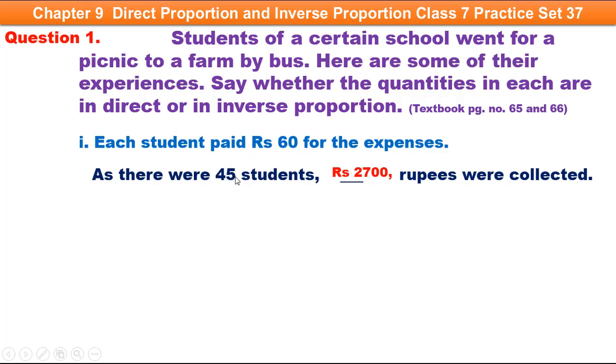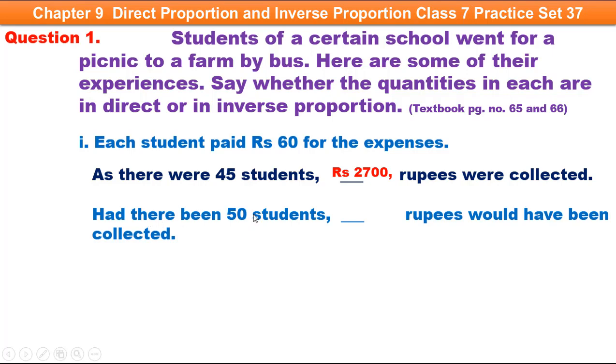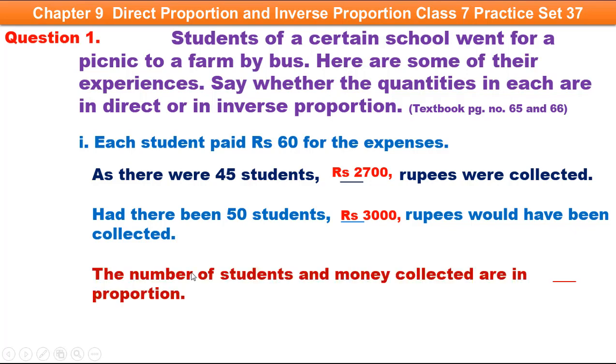60 into 45 is equal to 2,700. Had there been 50 students, dash rupees would have been collected. If they have 50 students, then 60 rupees per head into 50 is equal to 3,000. The number of students and money collected are in direct proportion.